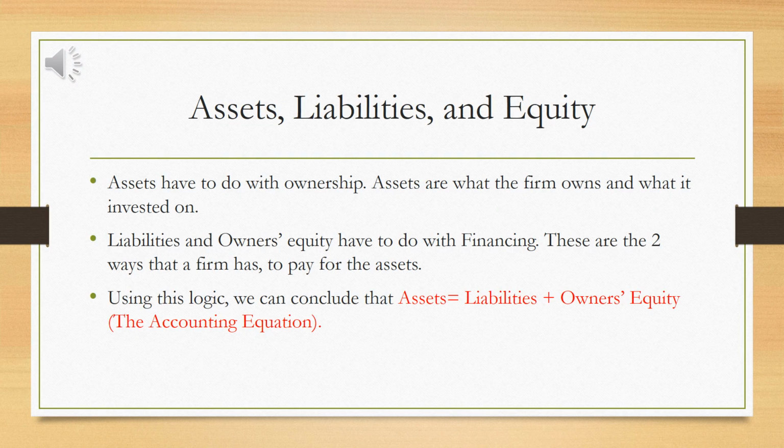Assets have to do with ownership. They are what the firm owns and what it invested on. Liabilities and owner's equity have to do with financing. These are the two ways that a firm has to pay for the assets. Using this logic, we can conclude that assets equal liabilities plus owner's equity. And this is what we call the accounting equation.